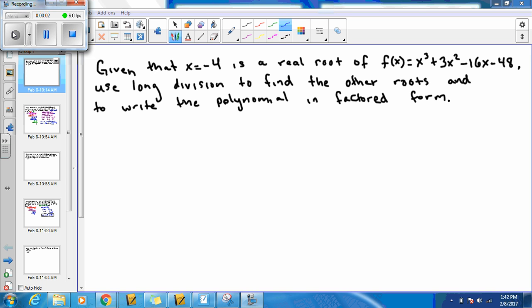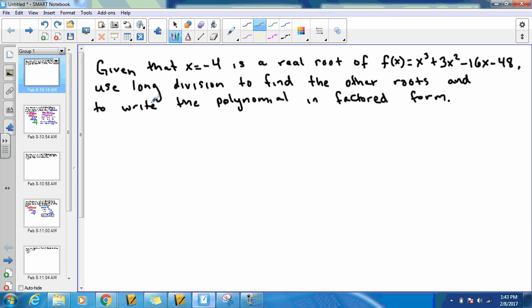Given that x equals -4 is a real root of f of x equals x cubed plus 3x squared minus 16x minus 48, use long division to find the other roots and write the polynomial in factored form. So we'll be working through examples just like this through this video.